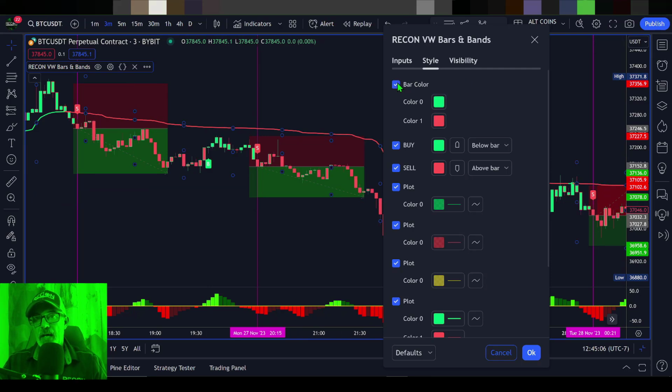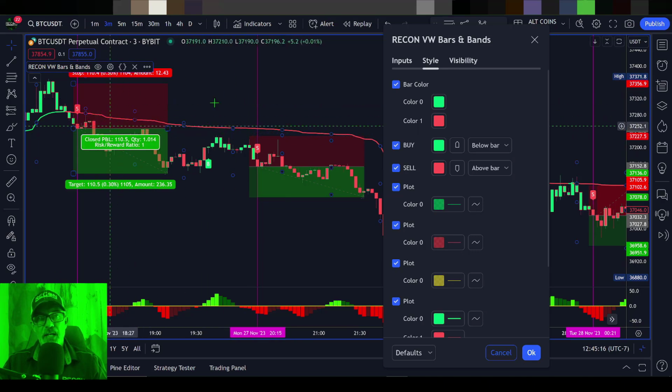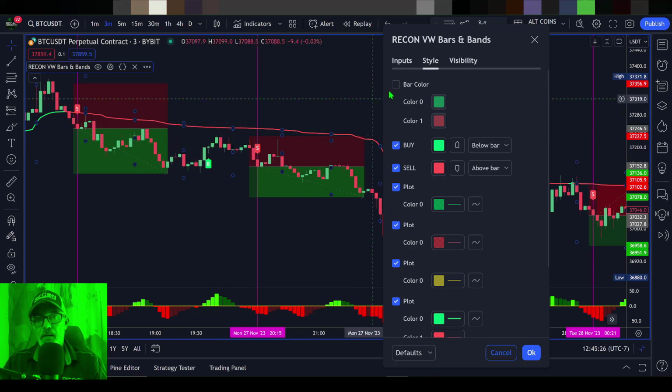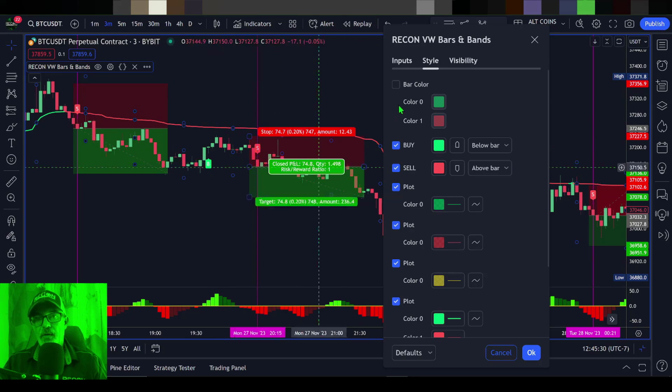I prefer to have the bar color on the screen because, again, as far as this indicator is concerned, we are still in a bearish situation, at least with this price action, until you get this buy signal. Then you start to get some of these green bars. And again, if I shut that off, you'll see there are some red bars mixed in with that. However, it's still considered bullish until the price rolls back over.